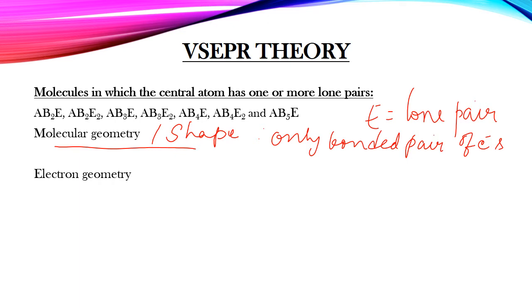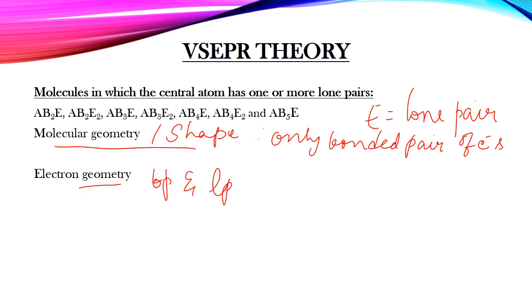Whereas electron geometry, we don't refer to it as shape, but electron geometry is decided by looking at both bonded pairs and lone pairs around the central atom. So if you're not considering the lone pairs, then the geometry what you get will be your molecular geometry, and electron geometry is decided by looking at both bonded pair and lone pair.